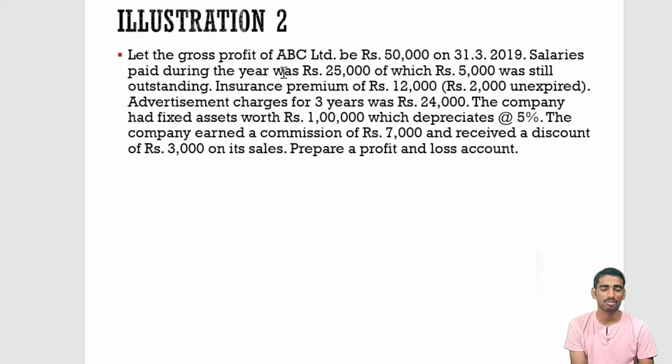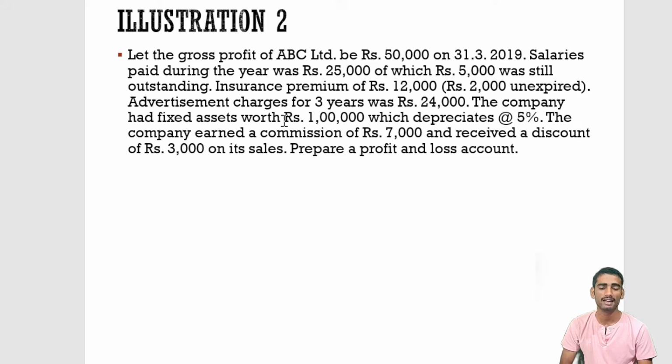So the gross profit of ABC Limited is 50,000 on 31st March 2019. Salaries paid during the year were 25,000, of which 5,000 was still outstanding, means the outstanding amount is 5,000. Insurance premium given in the question is 12,000, and 2,000 is unexpired. Unexpired means basically not expired. Advertisement charge they have given for 3 years is rupees 24,000.